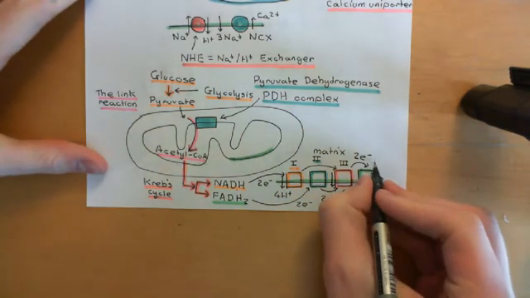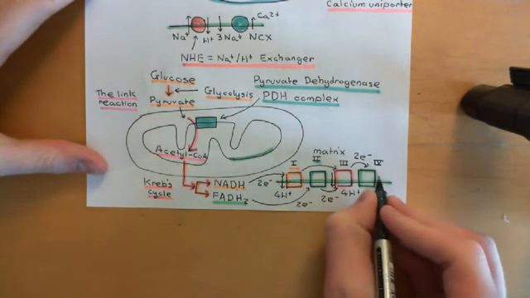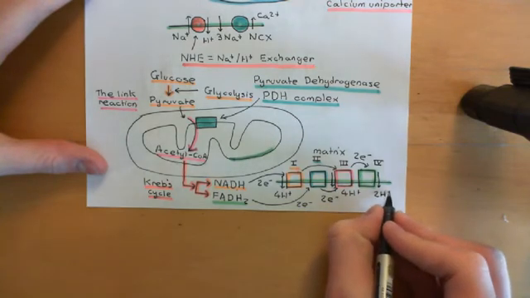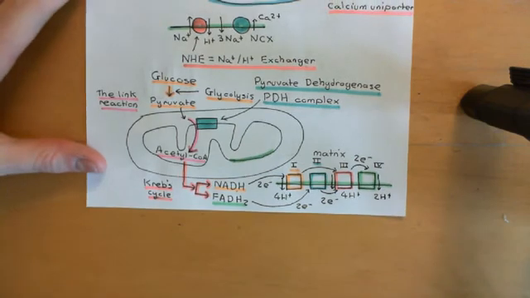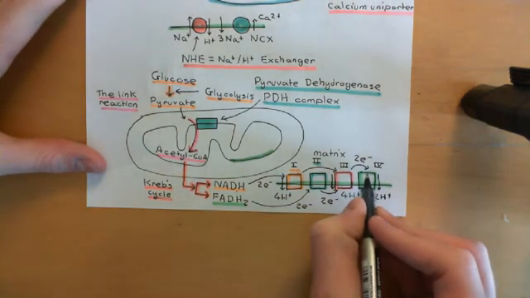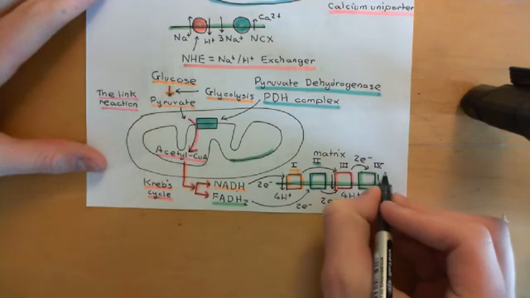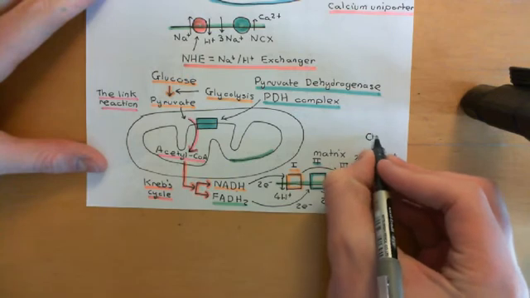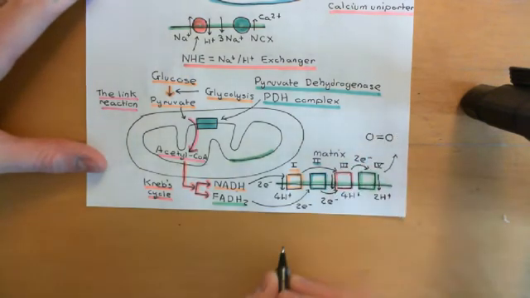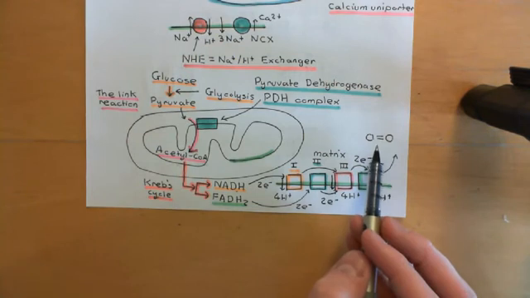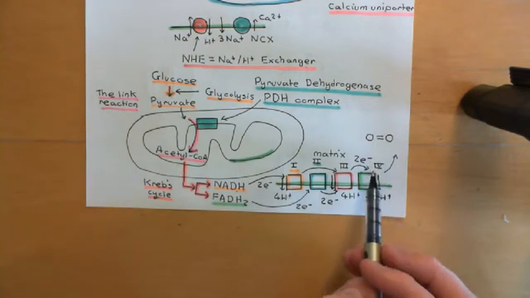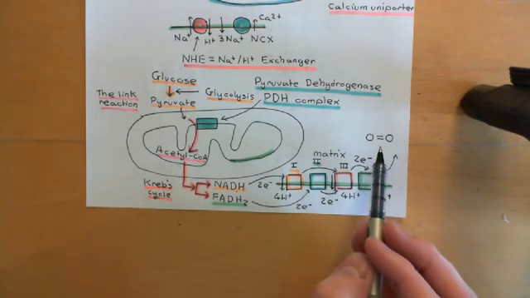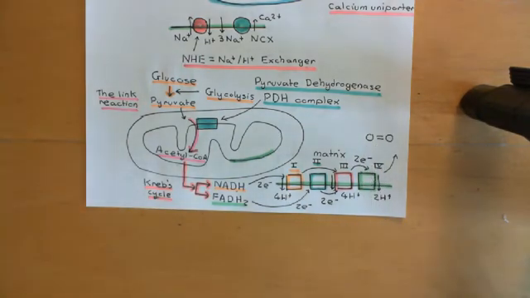So this is complex 4, and complex 4 will use the energy from these 2 electrons to pump 2 protons into the intermembrane space from the matrix, and then it will give these 2 electrons to a molecule of oxygen. So if I bring an oxygen molecule up here, what you're basically going to do is reduce oxygen molecules. You're going to give electrons to oxygen molecules, and this is going to help you create water molecules from the respiration reaction.